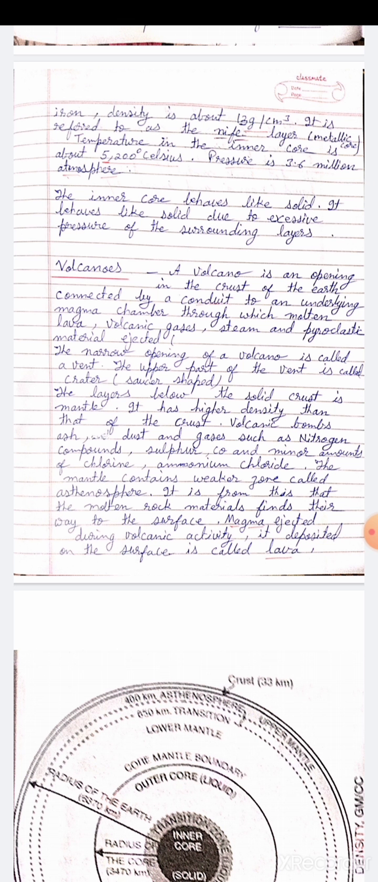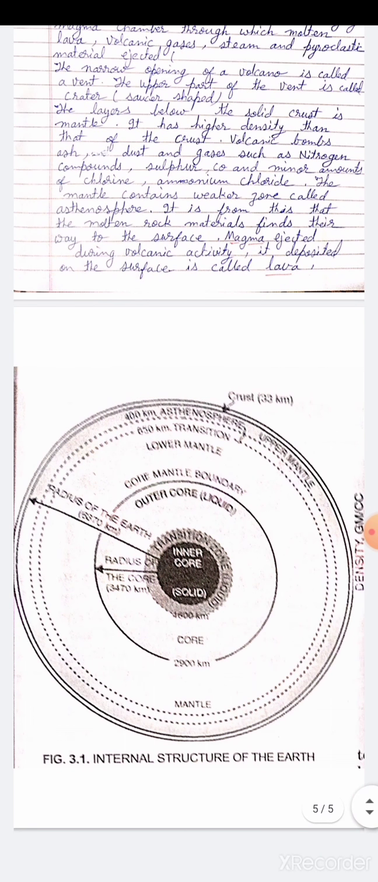Magma ejected during volcanic activities is deposited on the surface and is called lava. So that's all for today. Another diagram of the earth's structure I am also going to provide you. It is circular in shape, so you can study with this diagram. It shows all the layers of the earth very well.